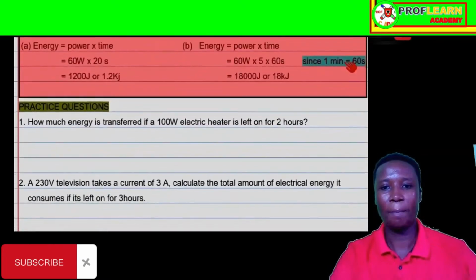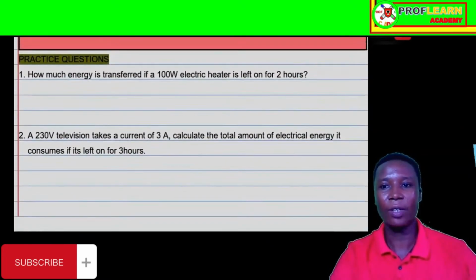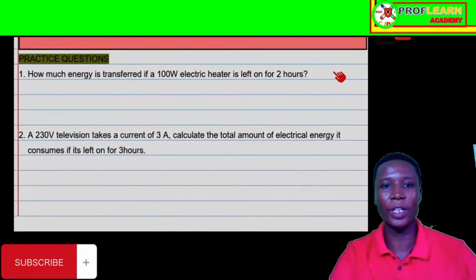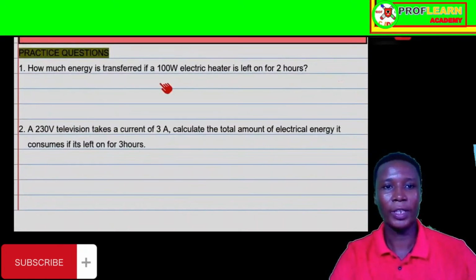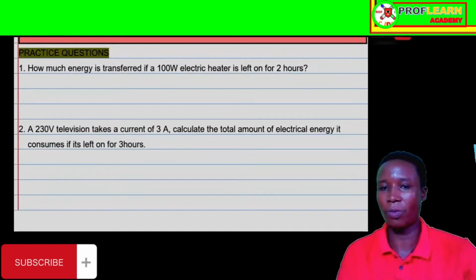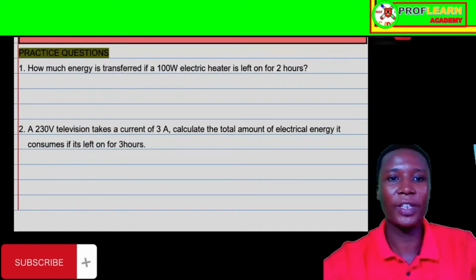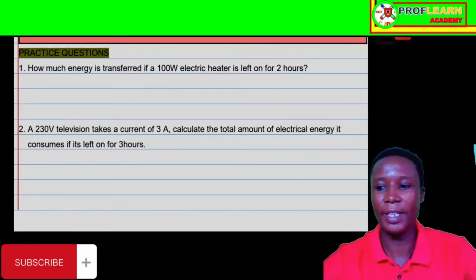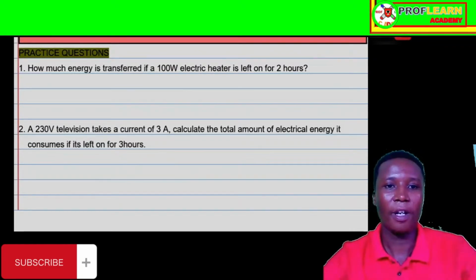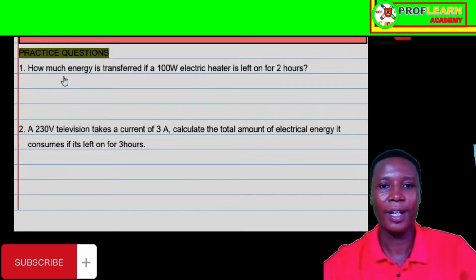We have practice questions down here, which will test whether you have understood the concepts that we have talked about. What you need to do first is understand the formula we're going to use, and that's the first thing you do when you're given such kind of question. Write down the formula first. After writing the formula, you can go ahead and substitute. How much energy is transferred if a 100 watt electric heater is left on for 2 hours?